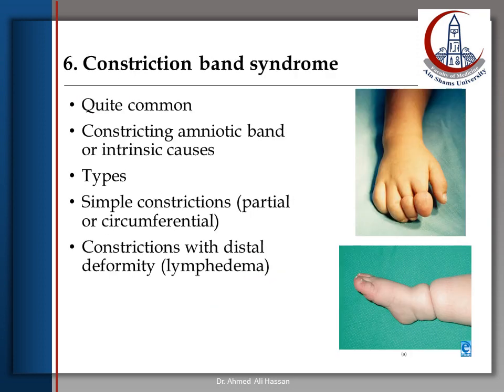The last type of congenital malformation is the constriction band syndromes, quite common, caused by constricting amniotic bands or intrinsic causes. We see it very commonly immediately after delivery. It is either a simple constriction, partial or circumferential, or constriction with distal deformity, where the constriction may cause distal edema or distal malformation.